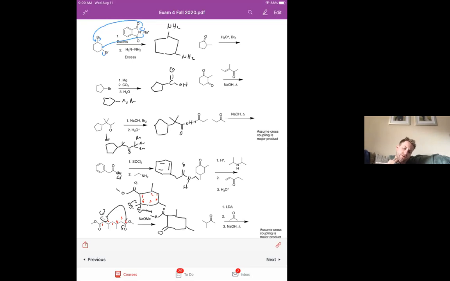H3O plus and Br2. We didn't talk too much about selectivity on these. If you protonate, water is going to be a small base, so you're more likely to form your enolate, or sorry, enol in this case, on the more substituted position, which can then attack your Br2 to generate your product.